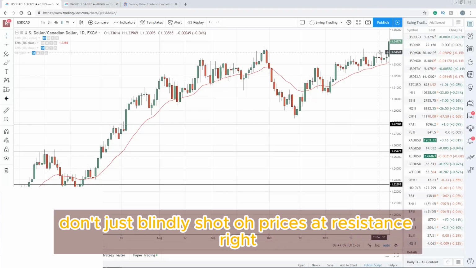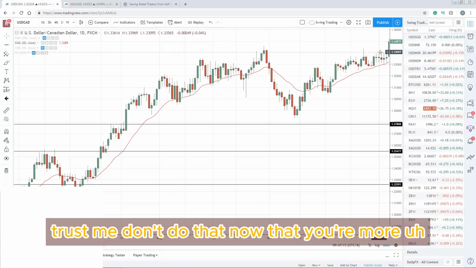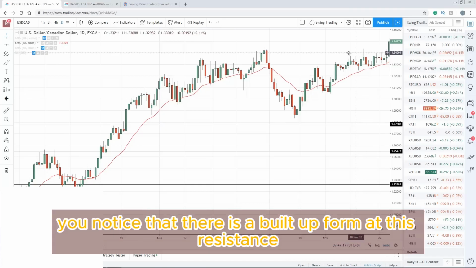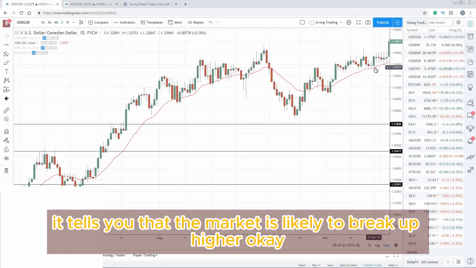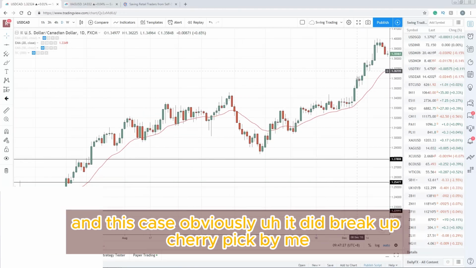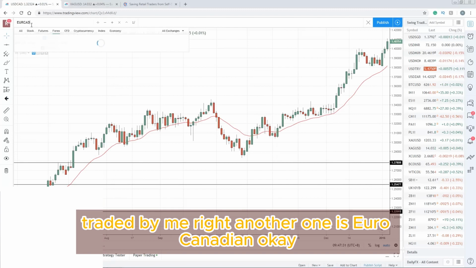Don't just blindly short, thinking, oh, price is at resistance, textbook says short. It's going to be painful, all right? Trust me. Don't do that. Now that you're more proficient in price action trading, you notice that there is a build-up form at this resistance. The moving average, the 20 MA, is supporting the price action. It tells you that the market is likely to break up higher. Okay, and in this case, obviously, it did break up, cherry-picked by me, traded by me. Right, another one is Euro Canadian.